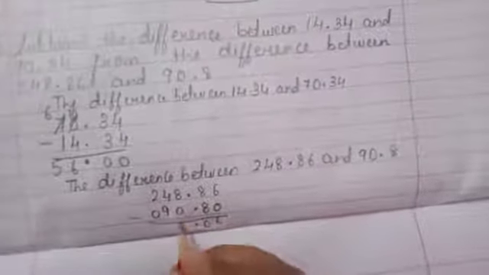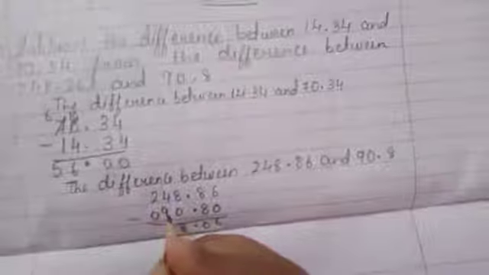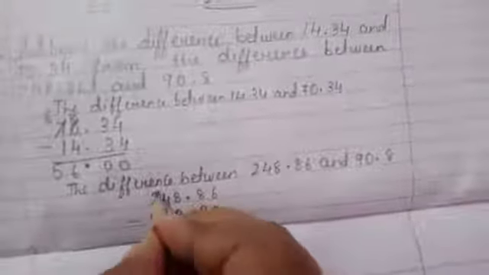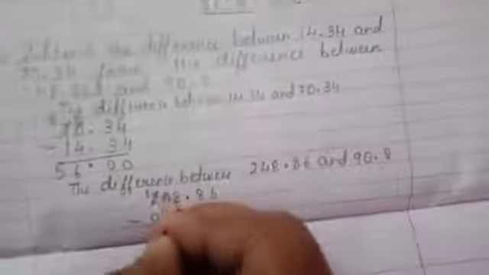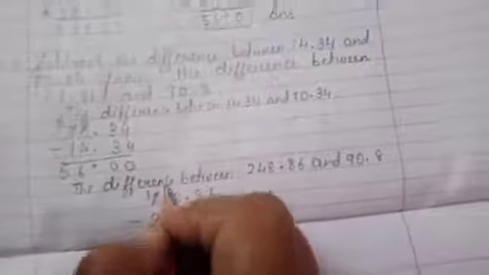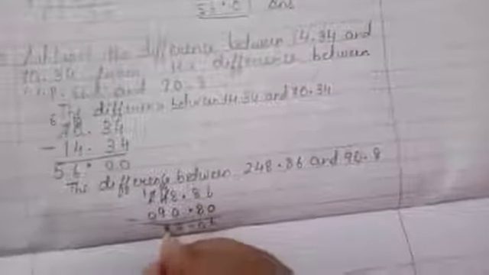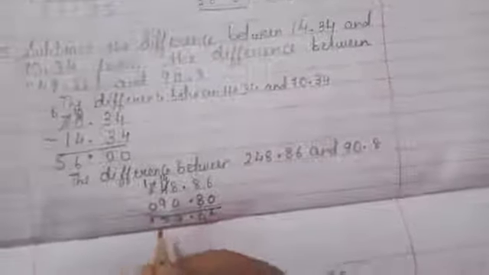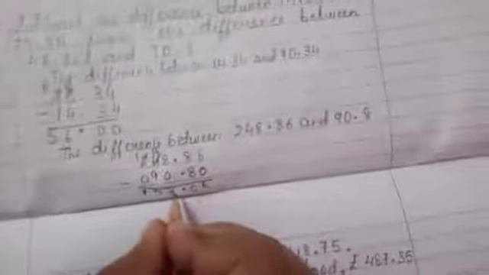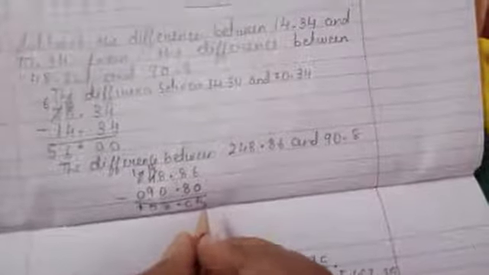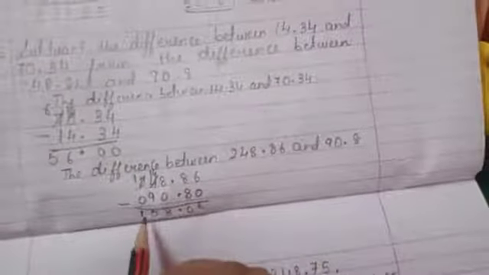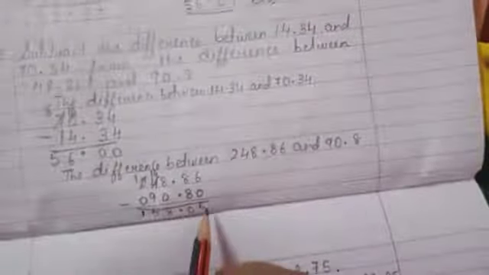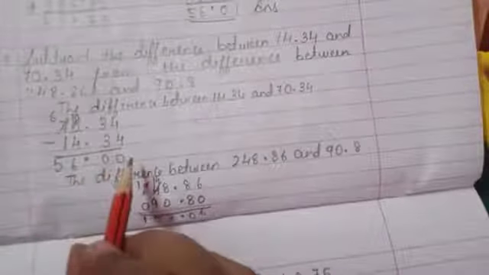Now 8 minus 0, 8. 4 minus 9 is not possible, so we have to borrow from 2. So this 2 will become 1 and this 4 will become 14. So 14 minus 9 we will get 5, and this 1 minus 0, 1. So we got answer 158.06. Now we have to subtract 158.06 minus 56.00.